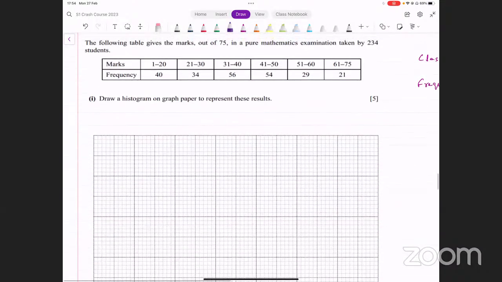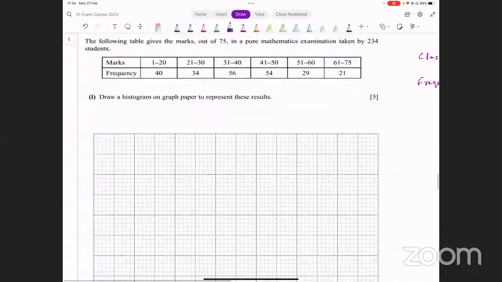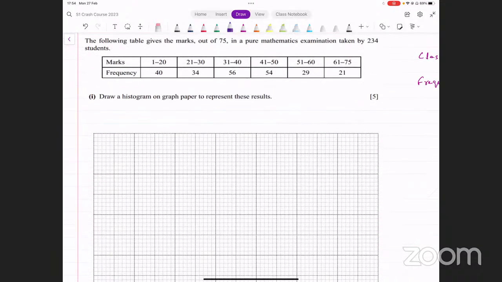Now, how do you draw the histogram? The first thing you have to do is keep in mind that you cannot have gaps between the bars of a histogram on the horizontal axis. You're going to be plotting marks on the horizontal axis.